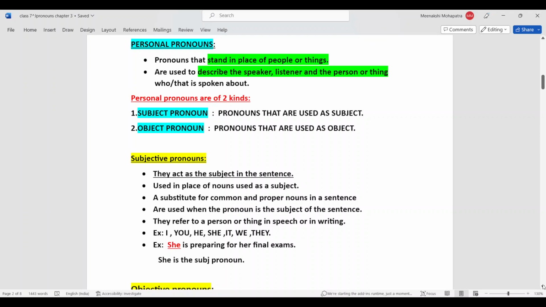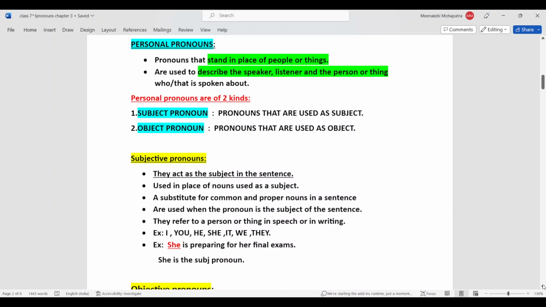Now, some examples of subject pronouns are I, you, he, she, it, we, they. Let's take an example. She is preparing for her final exams. Now, as we know, what do subjective pronouns do? They are used in place of nouns, which are used as a subject. So, who is the subject here? She.